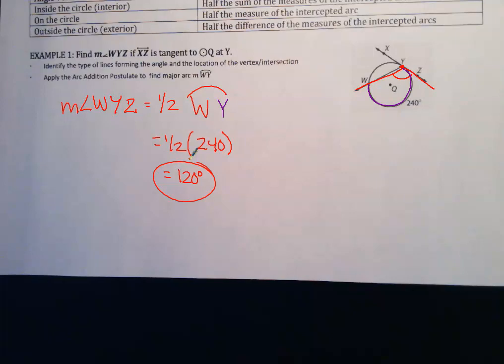So 120 it is. Then let's go on to the next one. Well, let me ask you this question. What would the measure of angle WYX be? Can you figure that one out? Yeah. 60. How do you get 60? Because that arc is 120, so the angle would be 60.